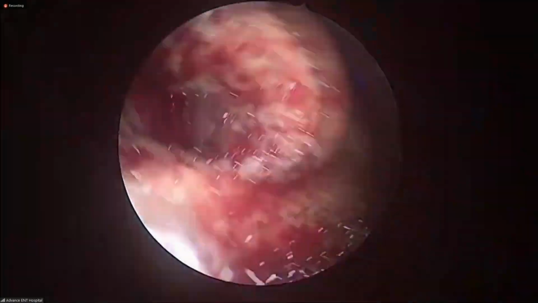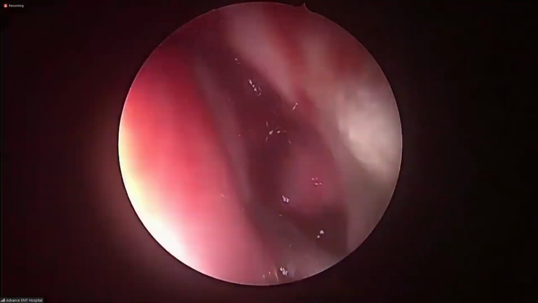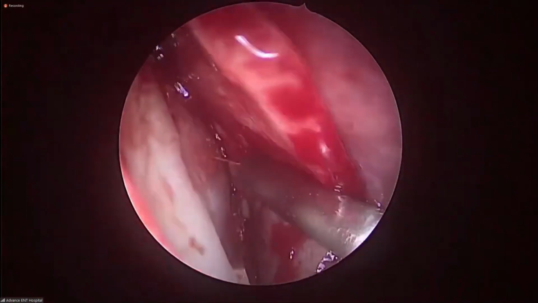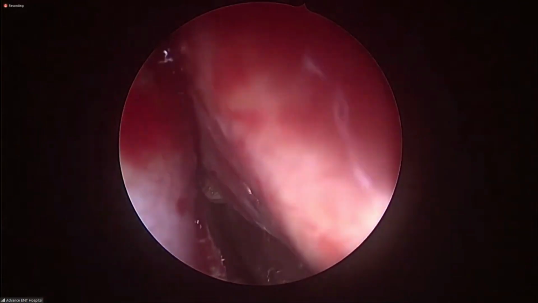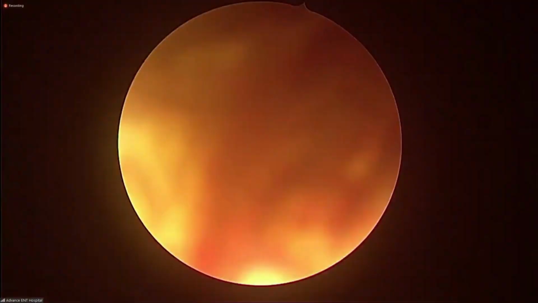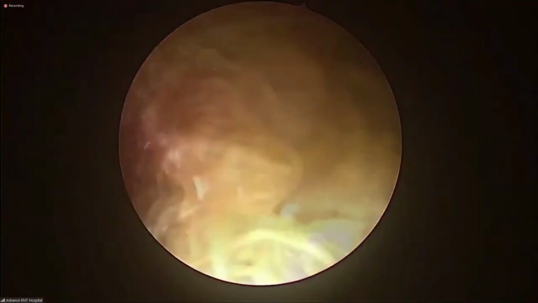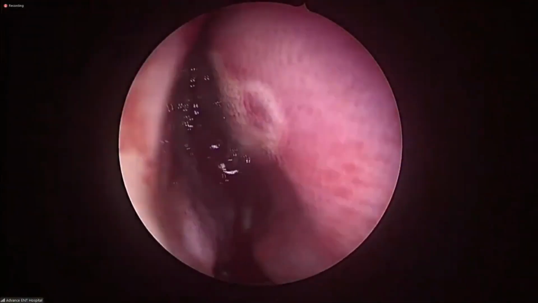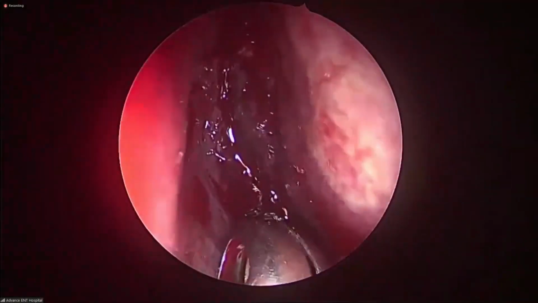So it is corrected to a certain extent. See the level of oozing from the cut margin. See now the condition has improved.